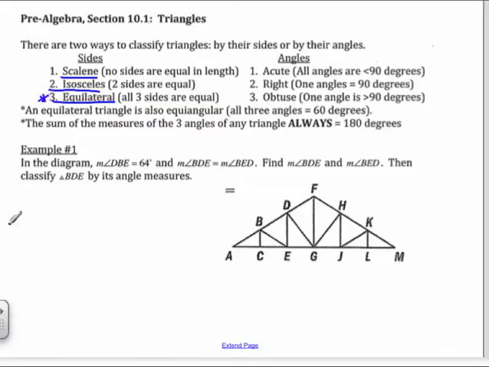Now, let's talk about angles. There are three ways that we can classify triangles by their angles. All three of them can be less than 90 degrees. We call that one acute. It's kind of a cute triangle because all the angles are so small.